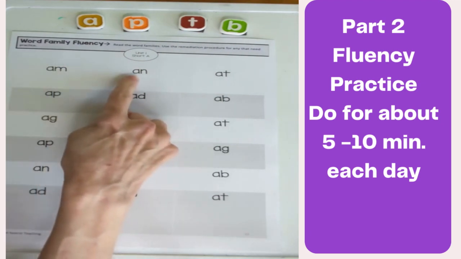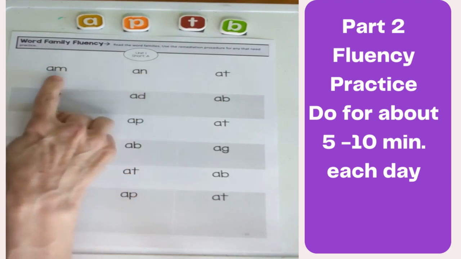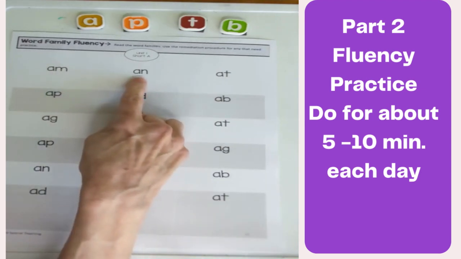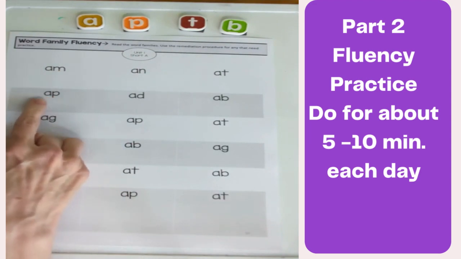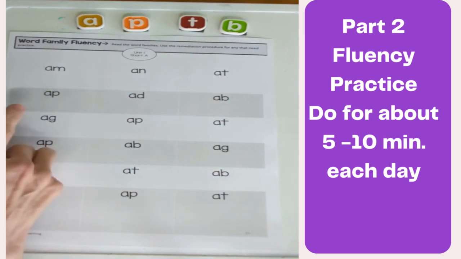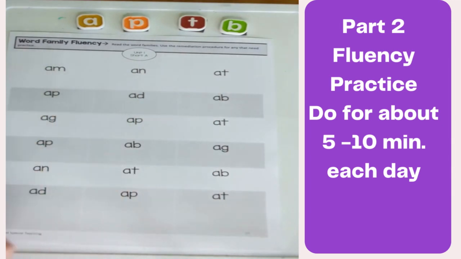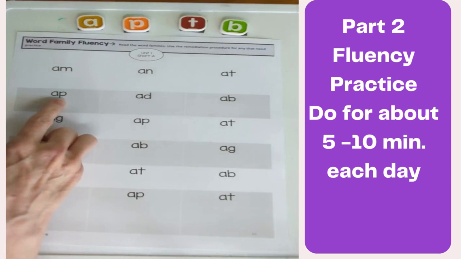And make sure that they're elongating those sounds and blending them together, so it's an, at, up. So we are blending those sounds together and reading them, and hopefully it will become quick for them. And, up. But we're not asking them to memorize word families. Please don't do that. Make sure that they're doing that letter sound correspondence.